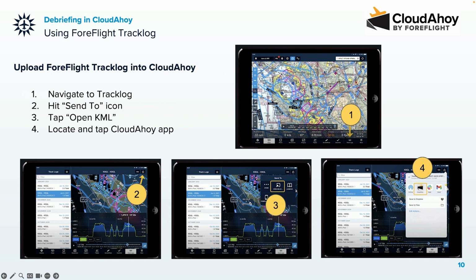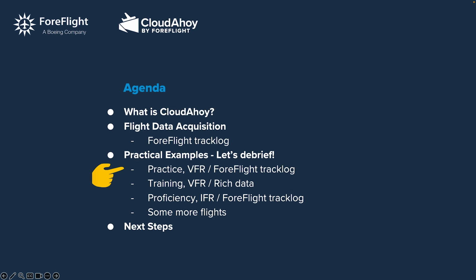And this is just a real quick illustration of the process of getting a ForeFlight tracklog out of ForeFlight into CloudAhoy. At the moment, it's just a few presses on the tablet. We anticipate that sometime in the future, it will be an automatic process. The ink on the contract is still drying, so we're still working on integrating all of the features and fully integrating all the account systems between the two products. So let's start moving into some practical examples.